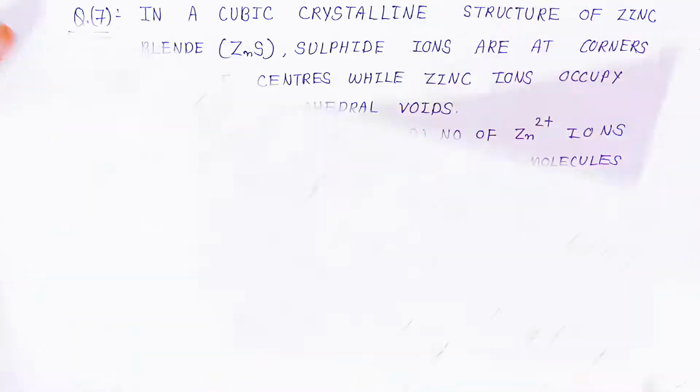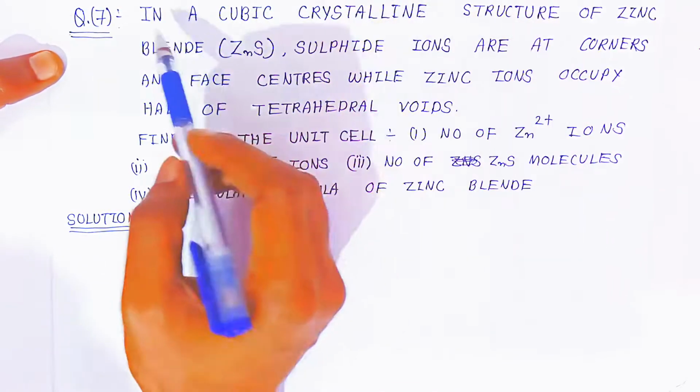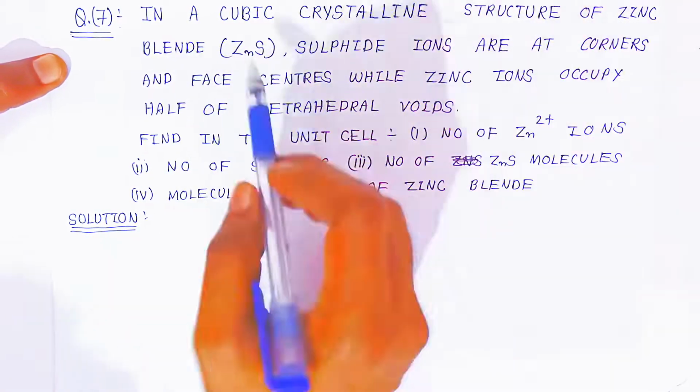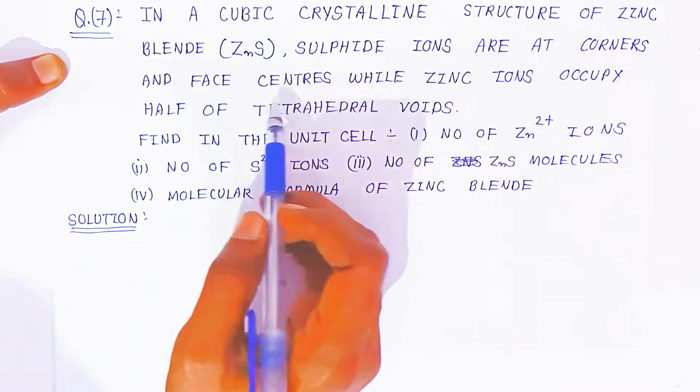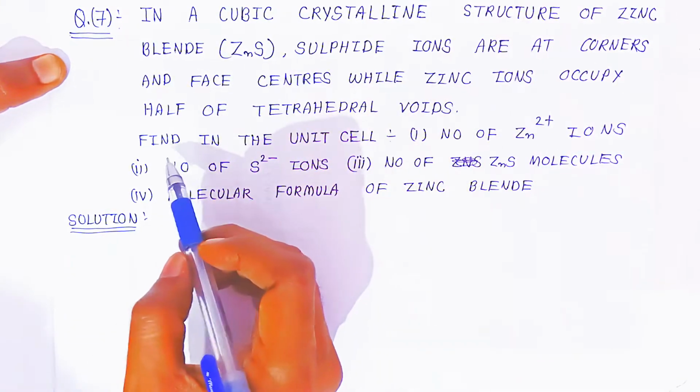Now, students, we are going to see one more type of question. Question number 7. In a cubic crystalline structure of zinc blende, zinc sulphide is called what? Zinc blende. Sulphide ions are at the corners and face centers, while zinc ions occupy half of the tetrahedral voids. Now here, students, they are asking you to find the unit cell.